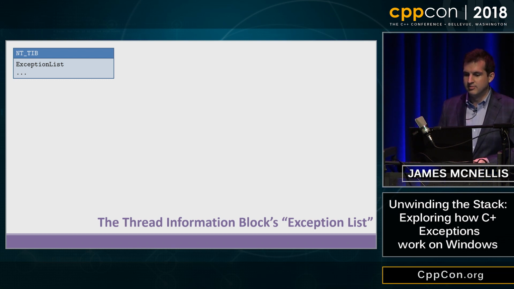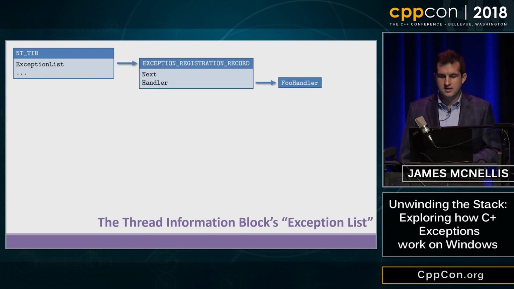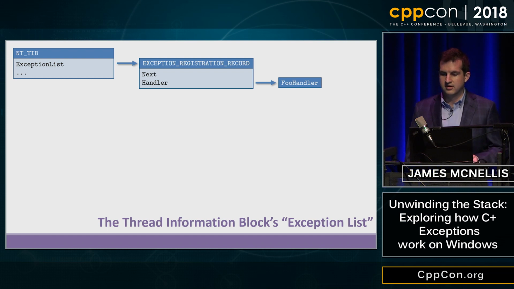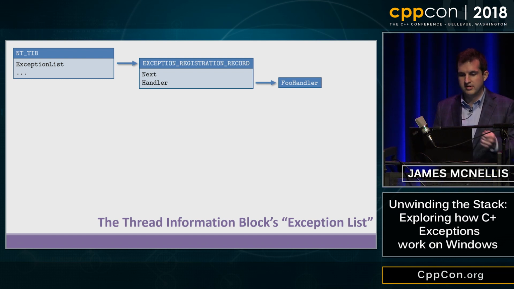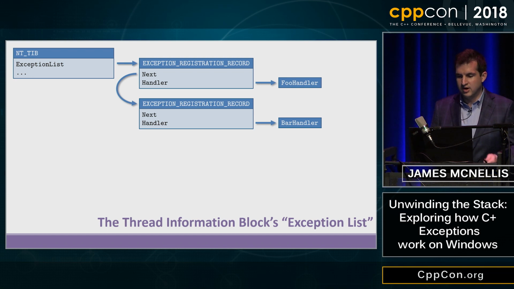This exception list member points to a linked list of exception handler functions for the thread. So each handler is specified using an exception registration record, which is allocated on the stack of the thread. Here, for example, we have an exception registration record that points to the foo handler function. Then the next handler registration in the list is for the bar handler function.